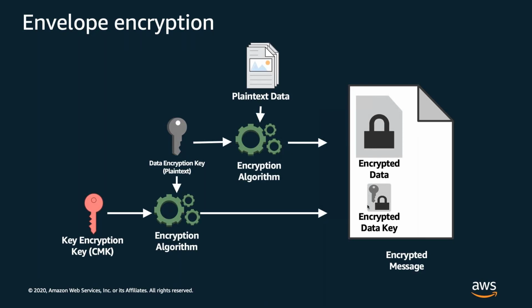So this is a visual representation of envelope encryption that I just described. So to reiterate, envelope encryption stores the encrypted data key and the ciphertext of that data together. In AWS KMS, the master key is referred to as customer master key, and it is also referred to as key encryption key or KEK in other places.